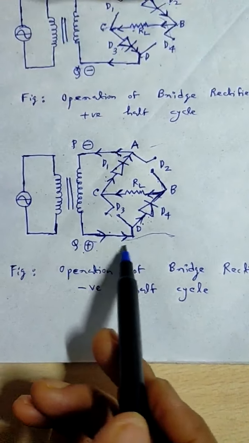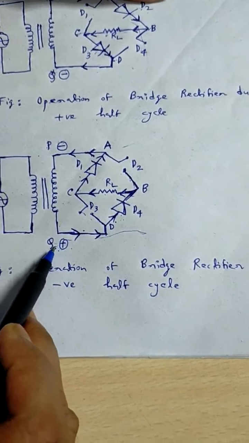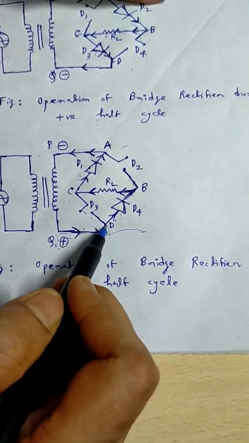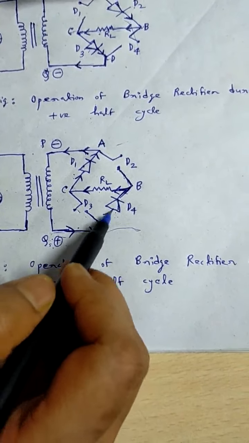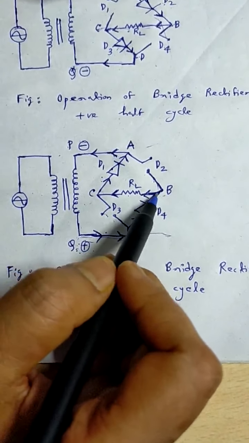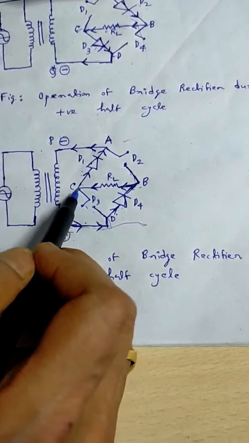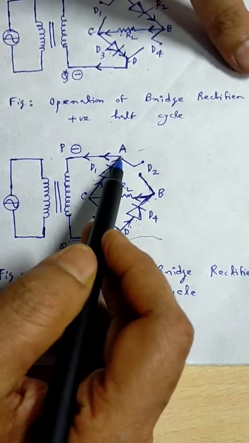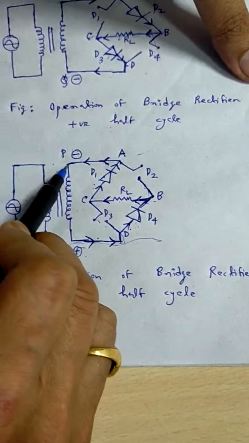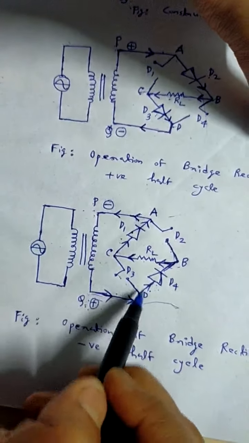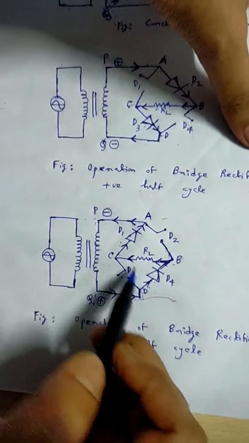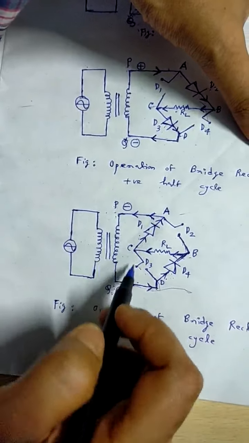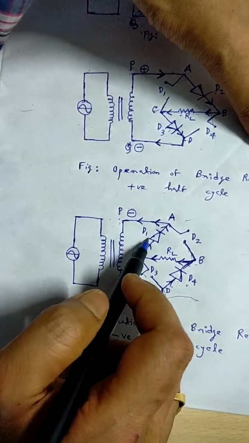Now the current conduction will again start from the higher potential, that means from the end Q. It will move through the point G, then through diode D4, thereafter come to the point B, then move through the load resistor RL to the point C, then through diode D1, come to the point A, and finally end at the point P. That means the current conduction occurs from Q to P. This conduction occurs due to diode D4 and diode D1.